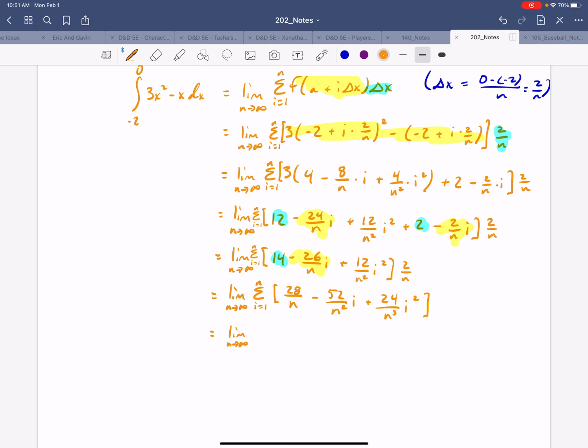is write our summation sign for each of the terms. We get to, in a sense, distribute that summation sign to each of these terms.